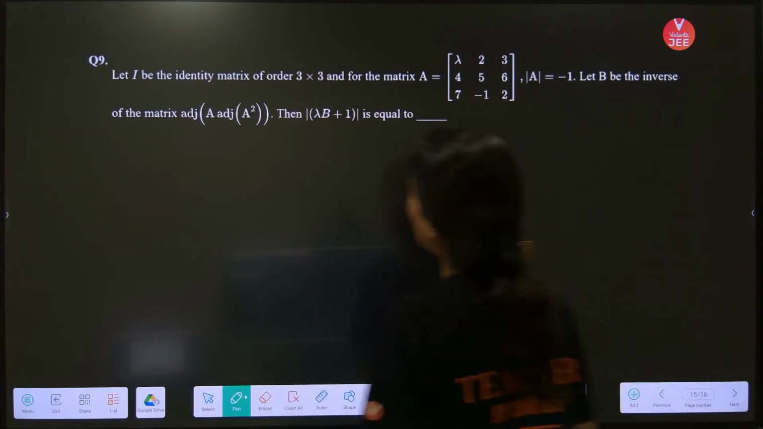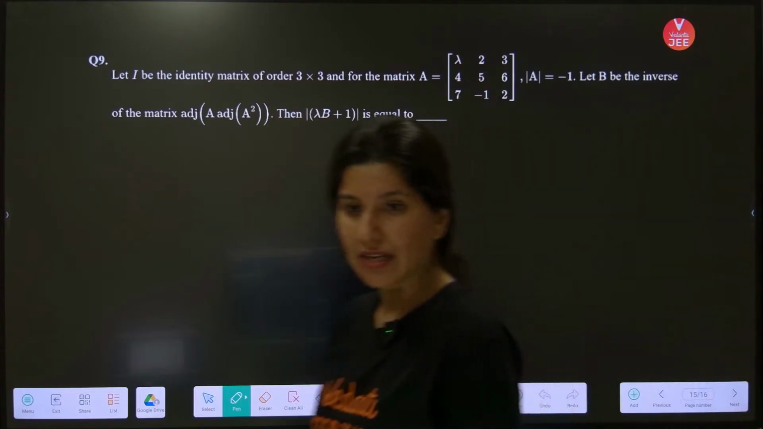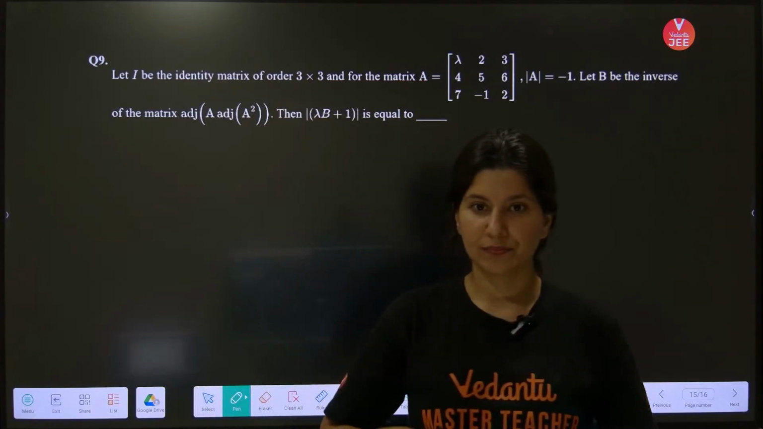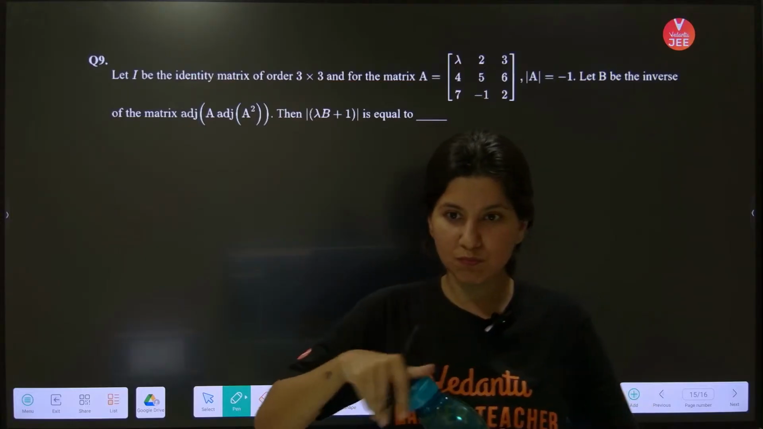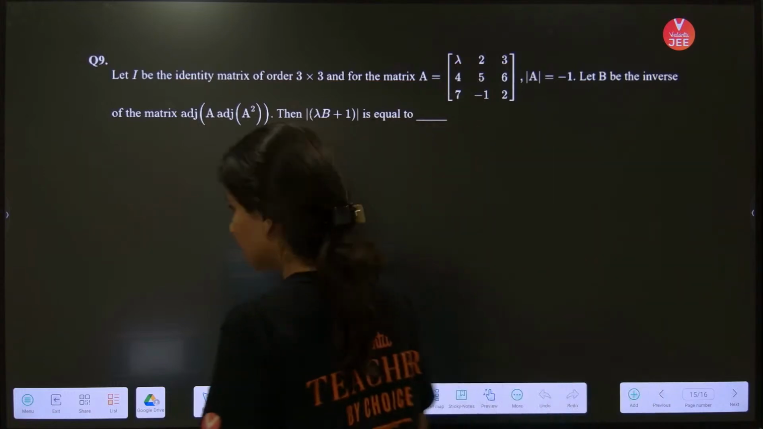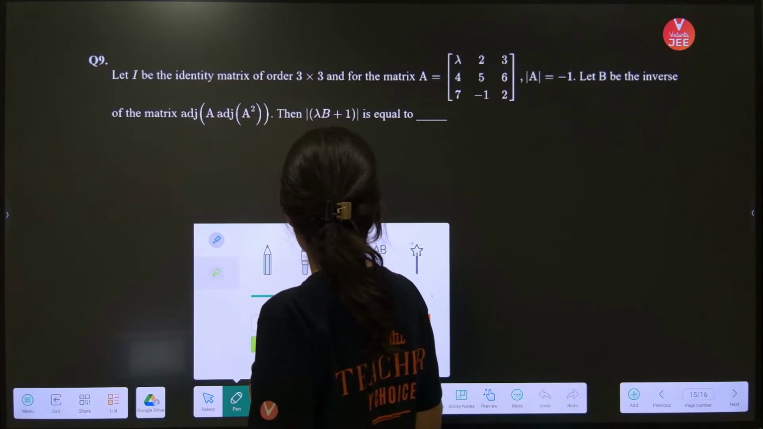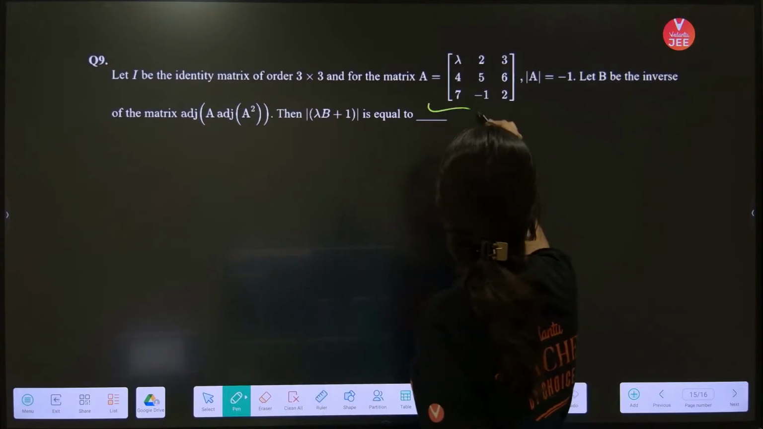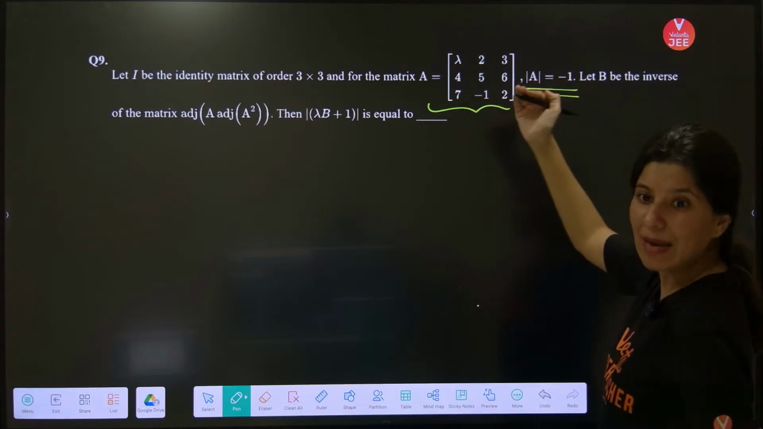Now one more thing. This is a good question. Last 2 questions. Ready? Now this is a matrix. Determinant A is -1. So let's open it. Get the value of lambda first.